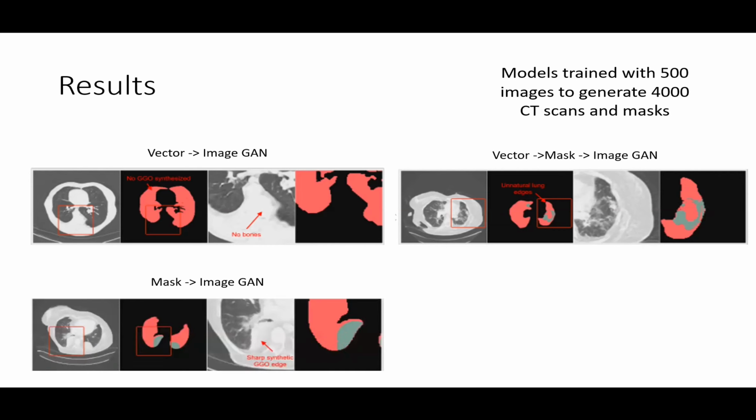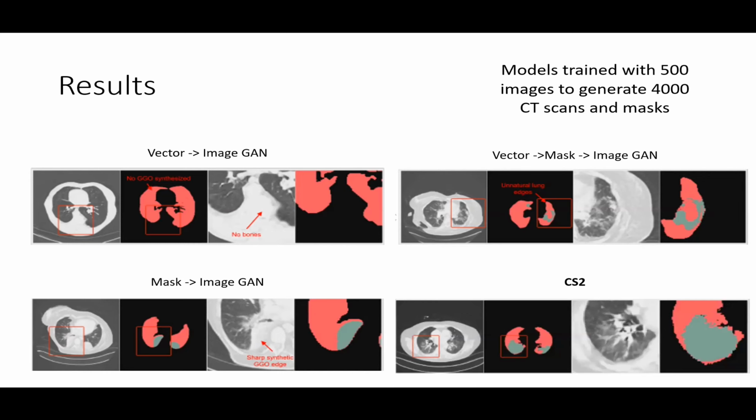Then we have the GGO edges, which are said to be incorrect. There's not much to interpret here as non-medical experts. But the point is, with the three different GANs, biomedical experts look at this and say, okay, no, there's something wrong. Like the masks we're generating are not the way we want them.